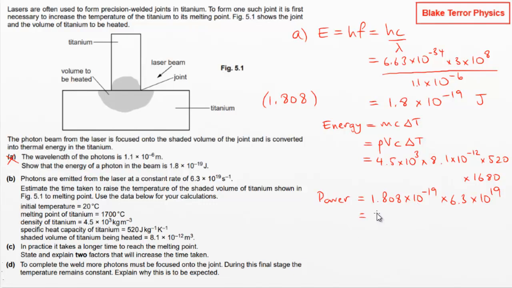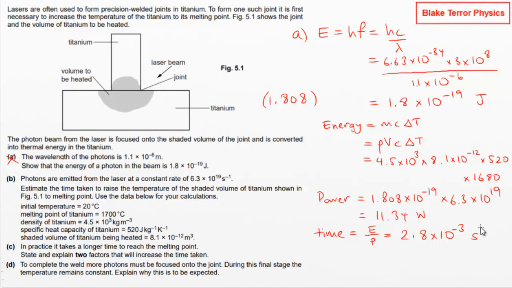So that gives 11.34 watts. Now all we've got to do is divide our energy by the watts to get a time. So the time is going to be equal to our energy divided by our power. So just got to type all this in really. And this is going to come out at 2.8 times 10 to the minus 3 seconds.